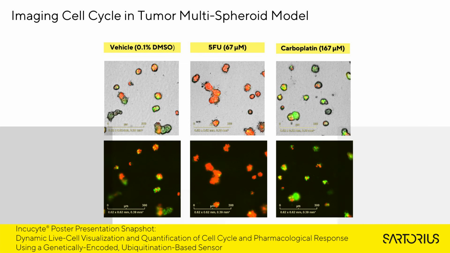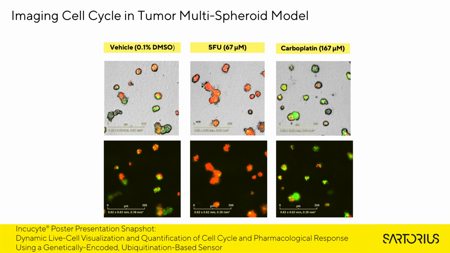A final application of the Incucyte cell cycle lentivirus reagent is three-dimensional imaging of dynamics in a tumor multi-spheroid model. A human lung carcinoma cell line, A549s, were seeded on top of Matrigel and allowed to form multi-spheroids for 3 days prior to treatment with compounds. Shown here are the multi-spheroids treated with either vehicle, 5-FU, or carboplatin, with and without the phase.